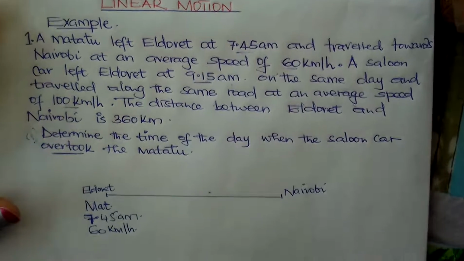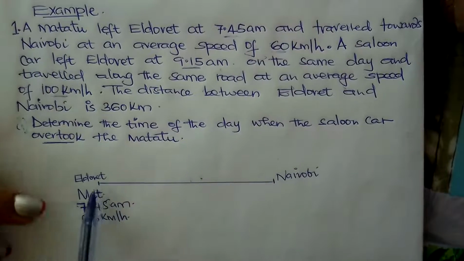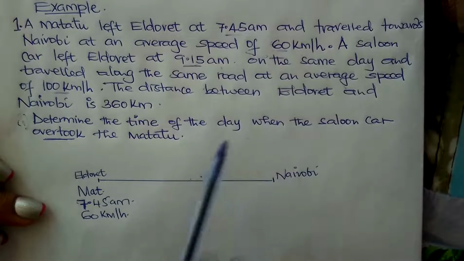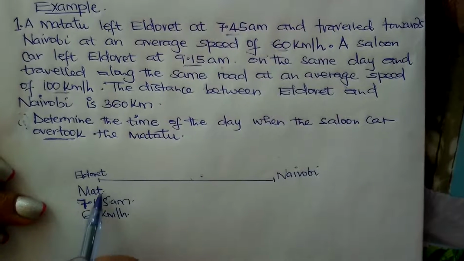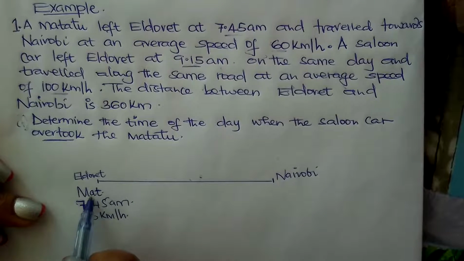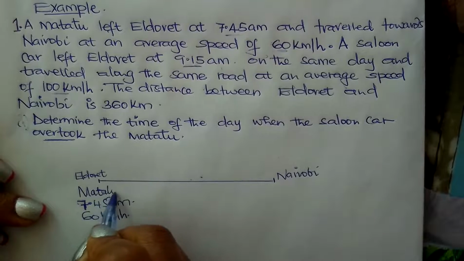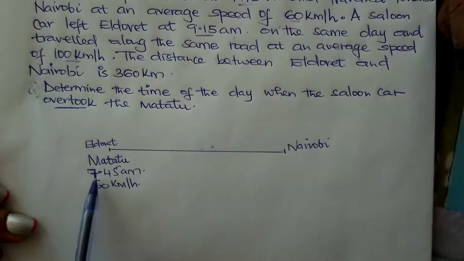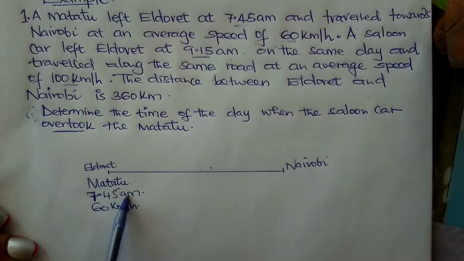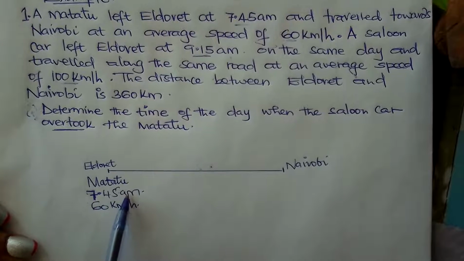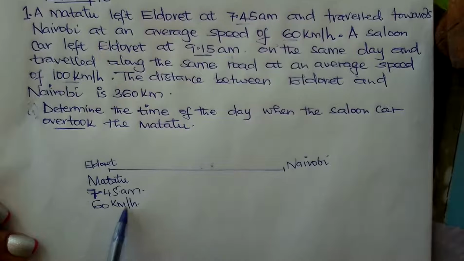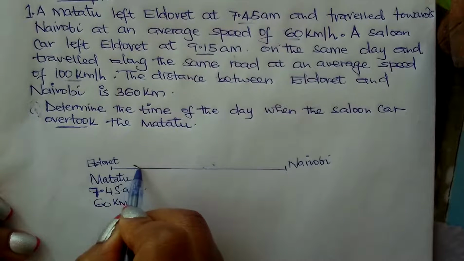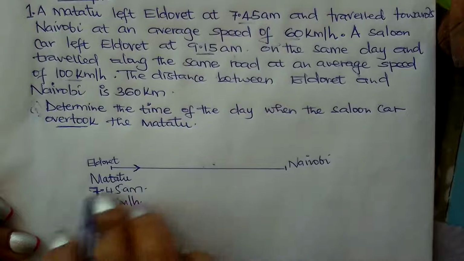So learners, I have already drawn a line for you here to represent the road from Eldoret to Nairobi. Then you come and put your first vehicle here, the matatu. You can write it in full or in short like that. Matatu, it is leaving Eldoret at 7:45 a.m. and traveled towards Nairobi at 60 kilometers per hour. You write those details here. And remember, this matatu is heading towards Nairobi.